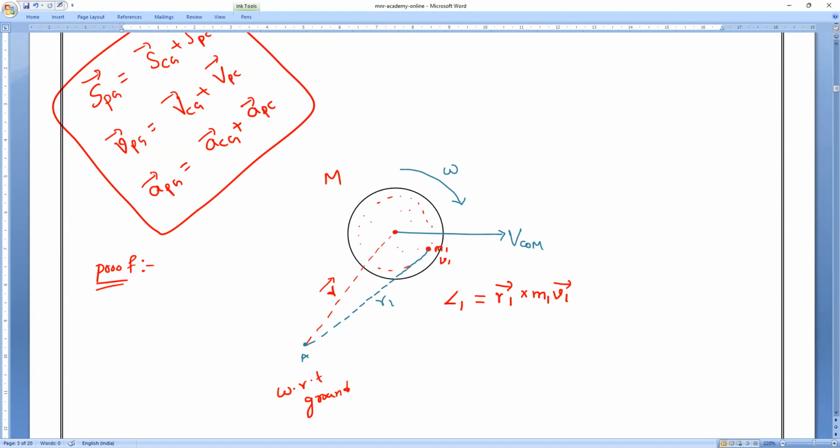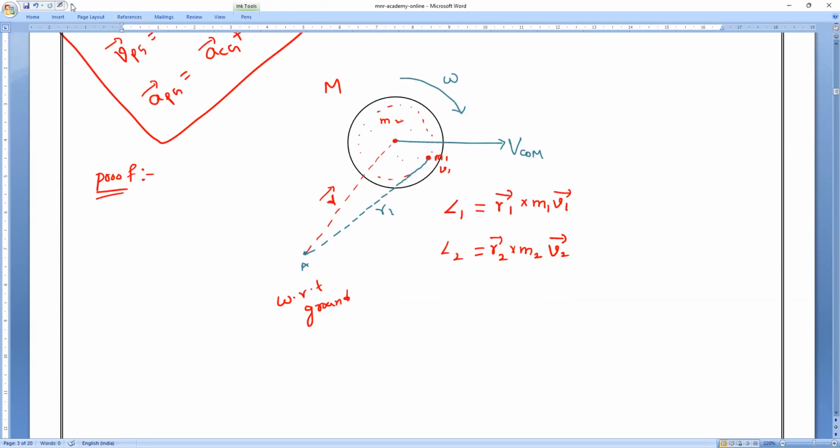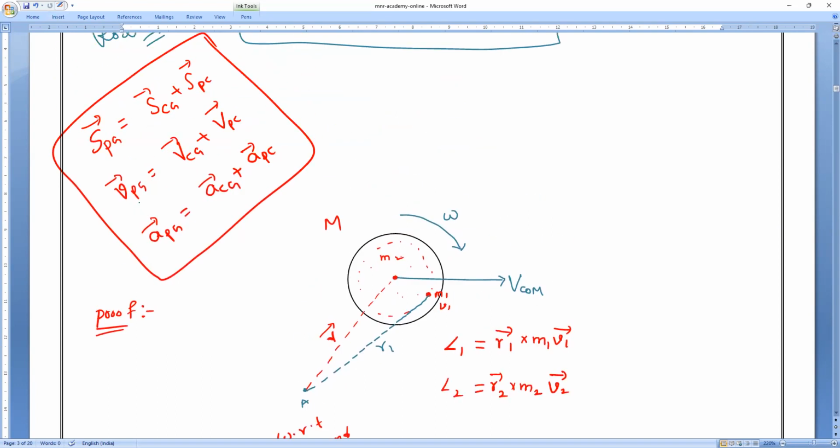If I take some other particle, M2, then what is the L2? L2 is equal to R2 into M2 into velocity of the second particle. Is it right? Will you agree with me? So now you can see that we can take an infinite number of particles.